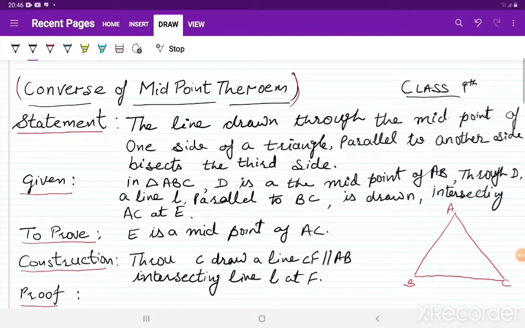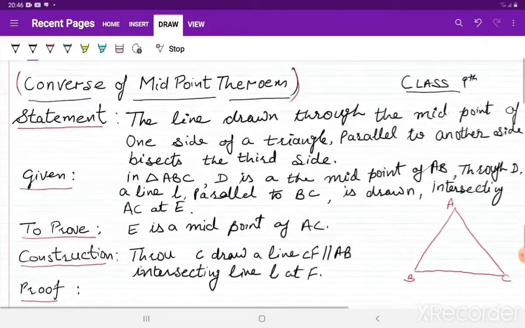In my previous lecture, I discussed the midpoint theorem, and today I am going to teach the converse of the midpoint theorem. Okay? I'll discuss the converse of the midpoint theorem by two methods. One method we'll discuss today and another one I'll discuss in my next lecture. Okay?